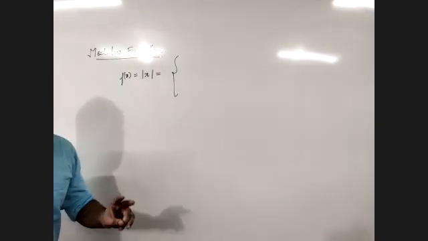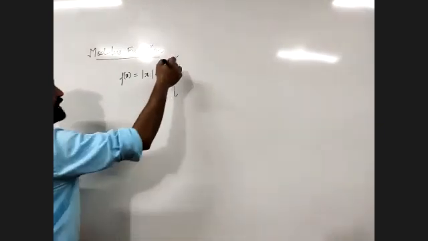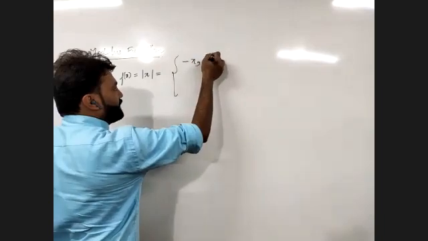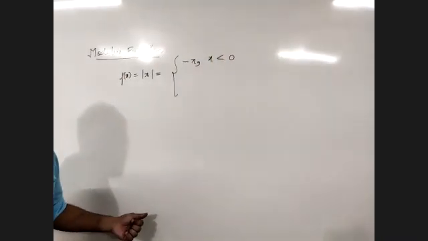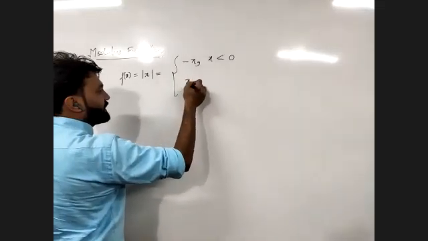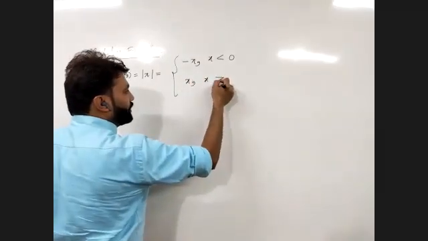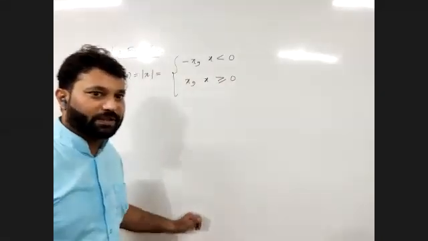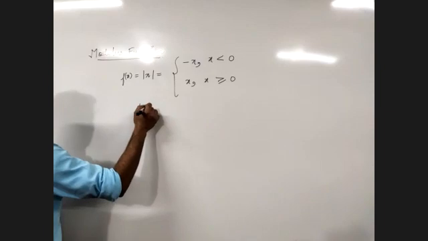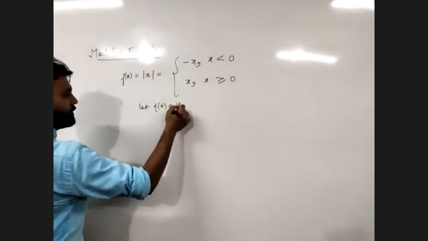So we can have two definitions of mod x. It will be equal to minus x if x is less than 0, that is, if it is negative, to open the mod sign. And it will be equal to x if x is greater than or equal to 0. If it is positive, then we simply remove the mod sign. So let's take f(x) = y.